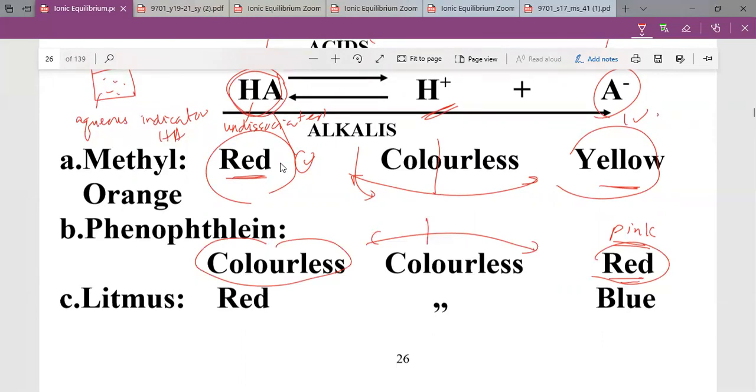Remember, faint pink must be faint there. If it's too pink, cannot. Litmus, of course, HA is red and A minus is blue. That means the middle point we call is purple. Right, purple would be the end point here.